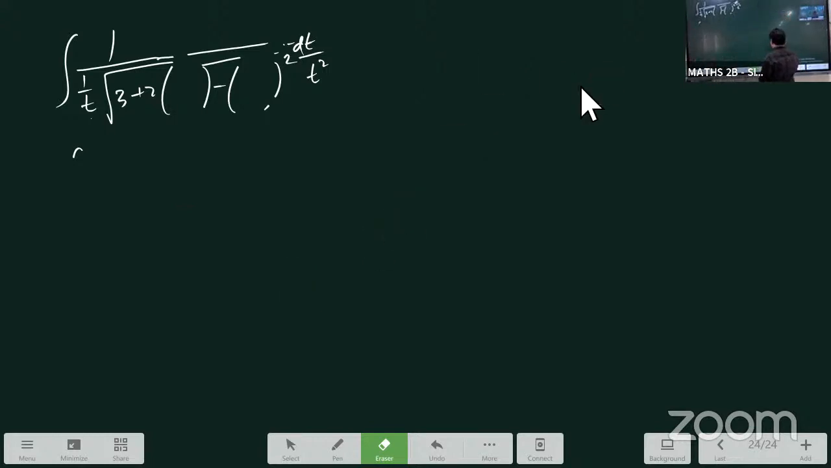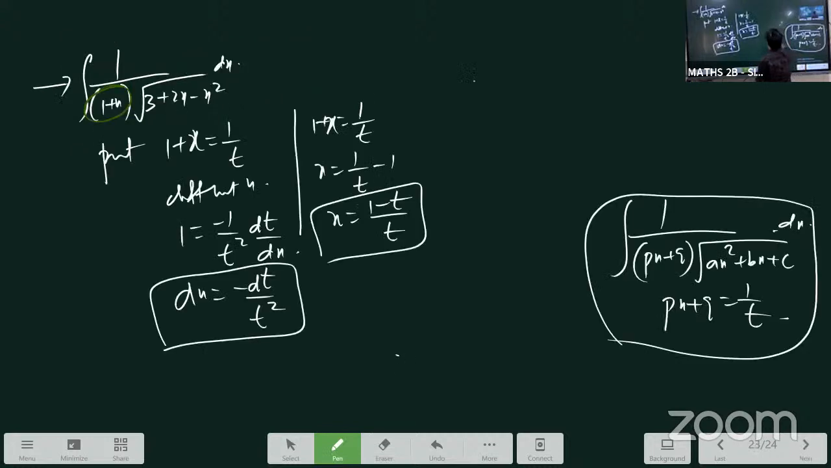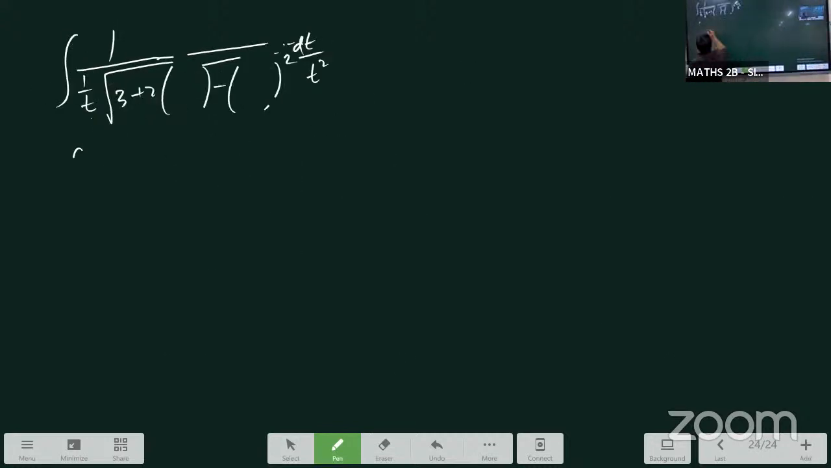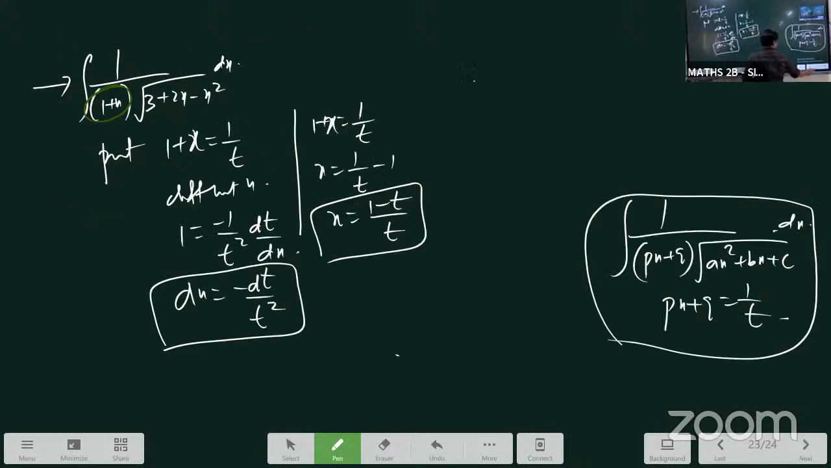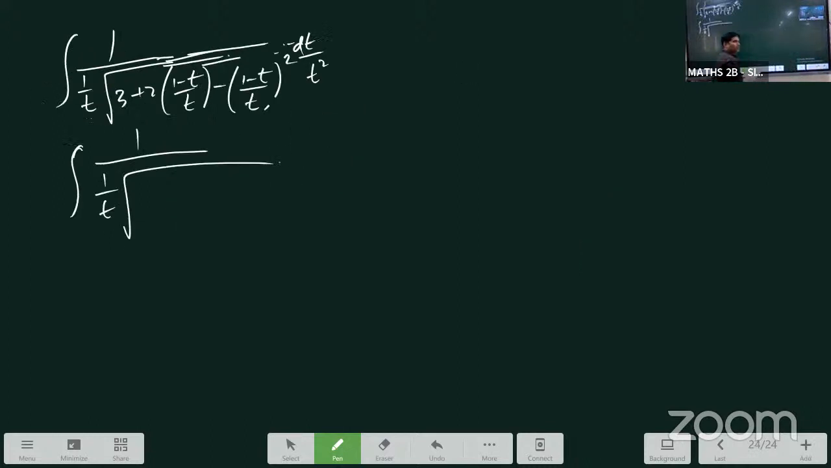See here in the previous board, it was (1 minus t) by t. Correct, no? So integration of 1 by t, it's under root. Here what I'm going to get? (1 minus t) by t, instead of x, you are going to (1 minus t) by t. That is okay.